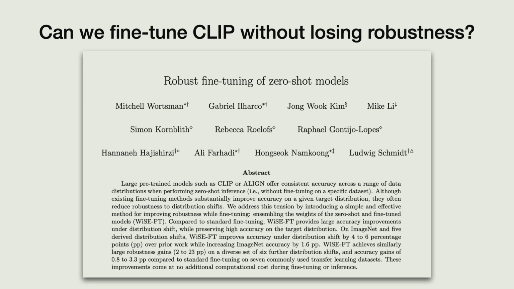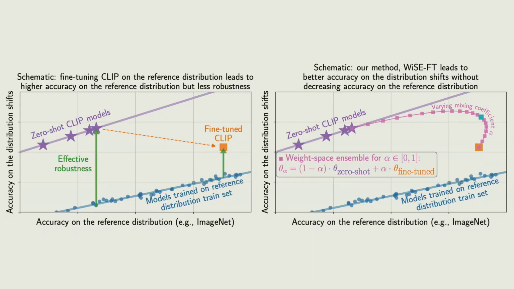And the answer is yes. And mechanically, what you do is very, very simple. So let's look at this in a schematic plot. X-axis in distribution, y-axis out of distribution. Fine-tuning moves right, but unfortunately down. How can we move basically just right in these plots when we fine-tune?